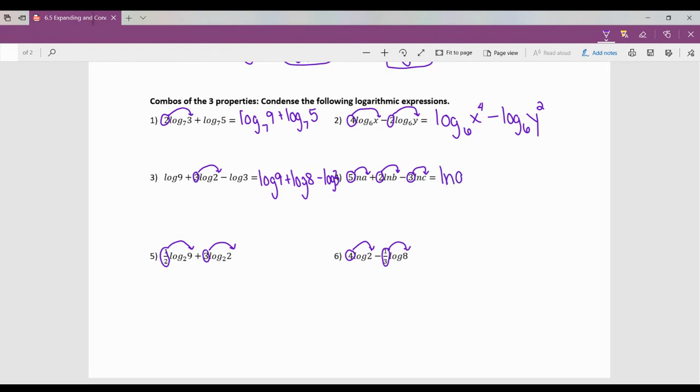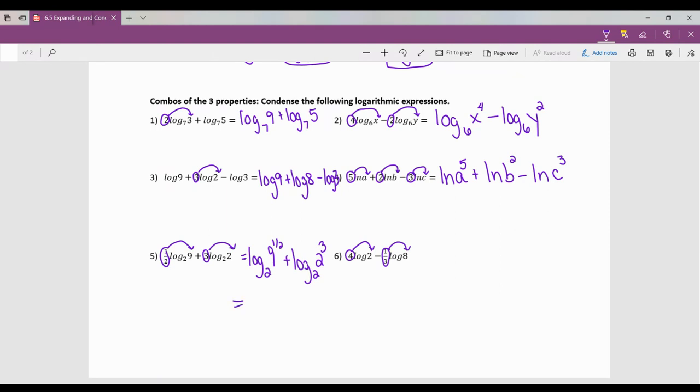Remember, that's just a special log. The base is e, a to the 5th, plus ln b squared minus ln c to the 3rd. Okay, and now these ones get a little bit trickier. Log base 2, I'll write it over here. Log base 2 of 9 to the 1/2 plus log base 2 of 2 to the 3rd.